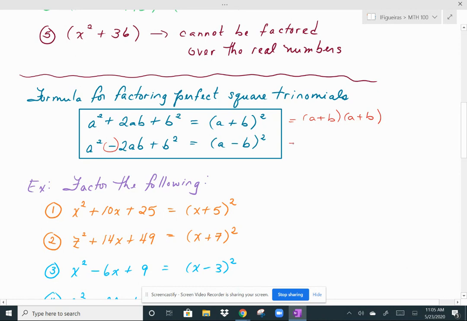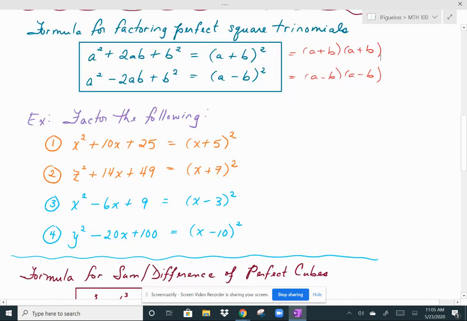If you were to factor that, that would be a minus b, and so that would just be a minus b squared. Okay, so these are perfect square trinomials. The first two are like the first formula. These are here in orange. And the second two are like the second formula, and those are here in blue.